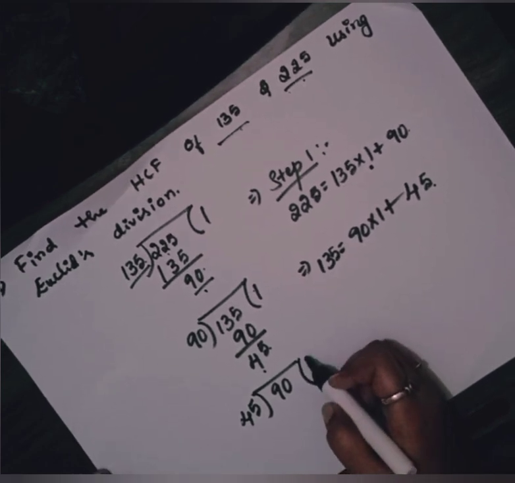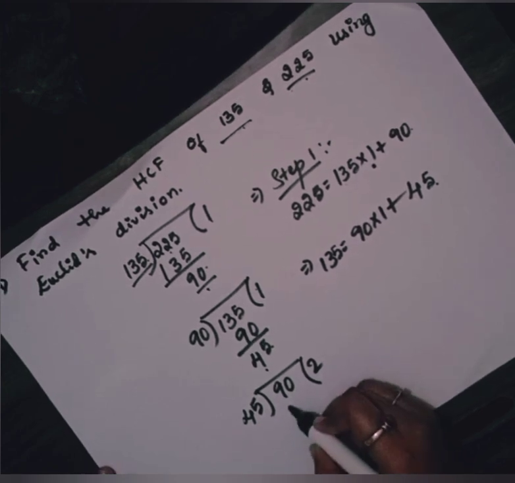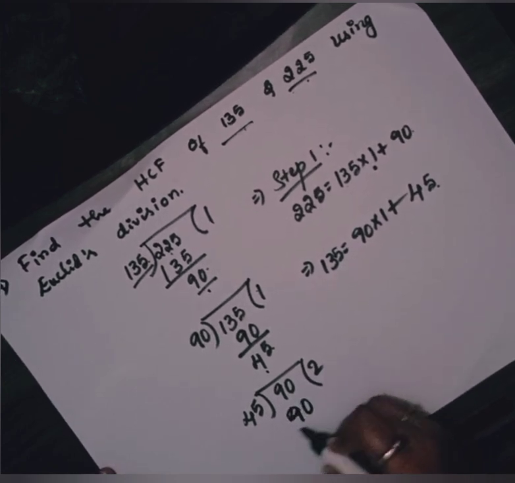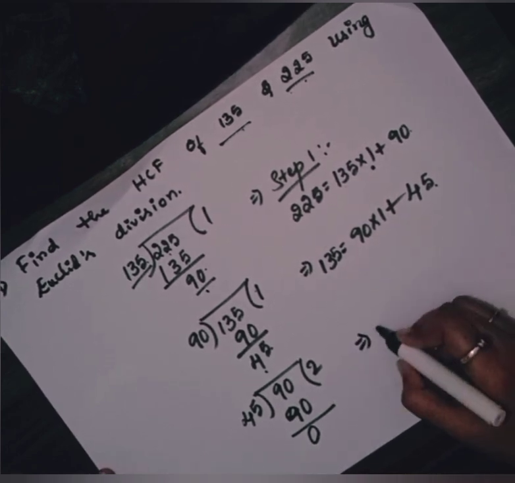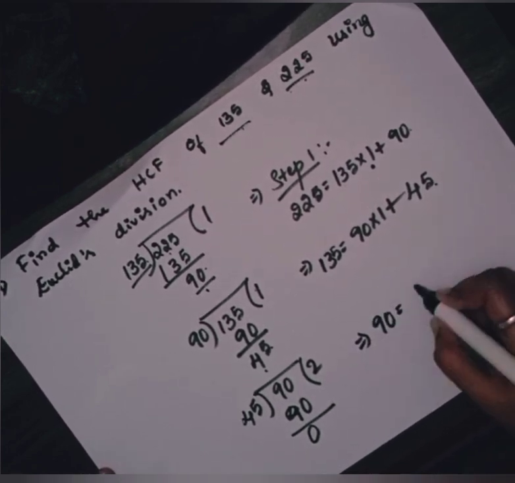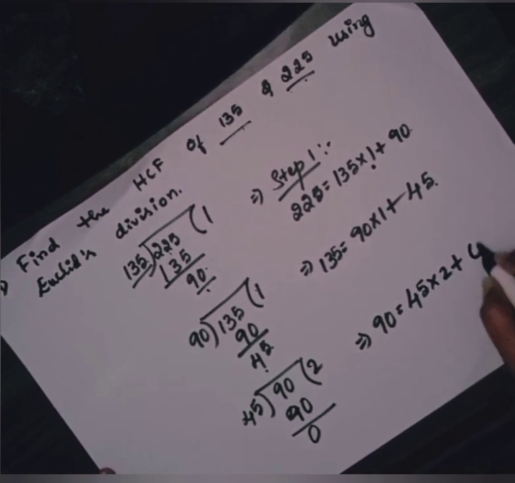So now we need to divide. So 2s it will divide. How much we'll get? 45 2s are 90. So we'll get 0. Therefore we can mention 90 is equals to 45 into 2 plus 0.